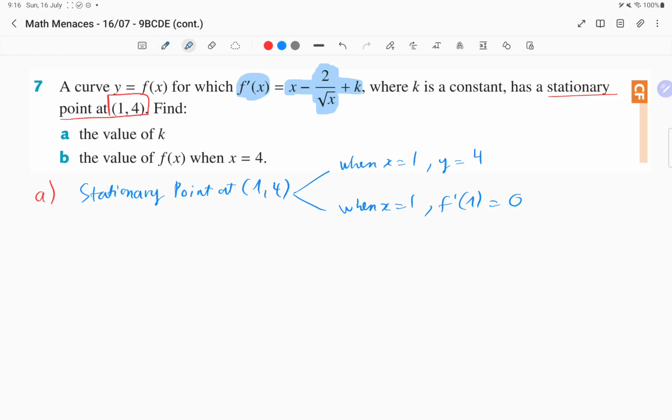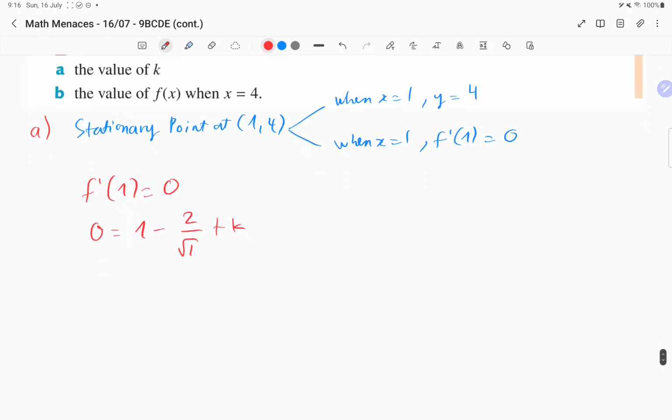So which one are we using here? The top one or the bottom one to find k? The bottom one, yes. f dash at 1 is equal to 0. So then you sub 0 into f dash x and 1 into every single x in here. Alright, so we'll get 0 equals 1 minus 2 over square root 1 plus k. And solve that, you get k. So 2 over square root 1 is 2. 1 minus that is negative 1. So k equals 1.